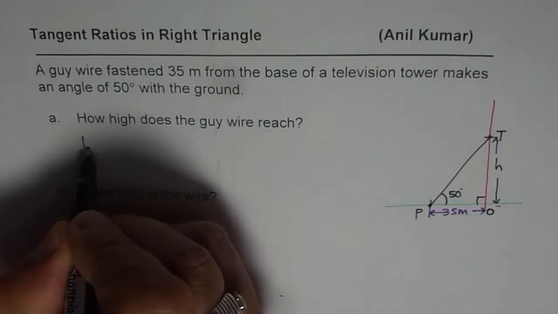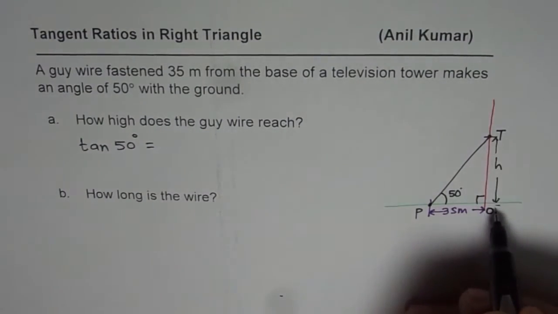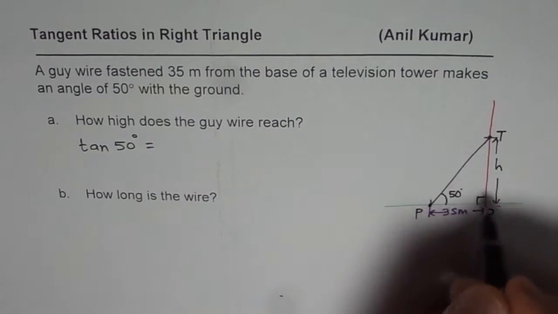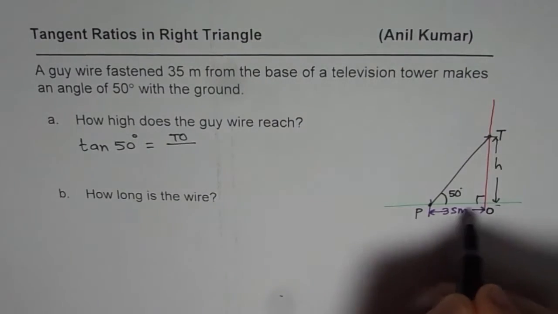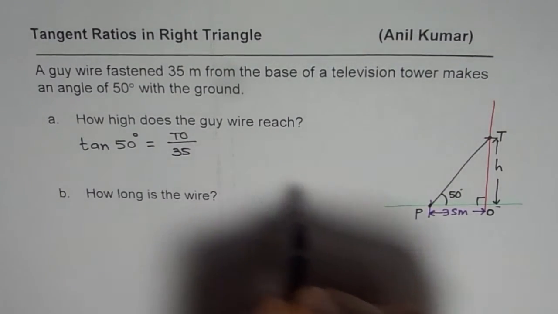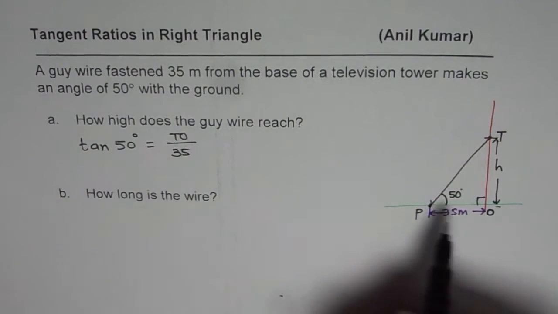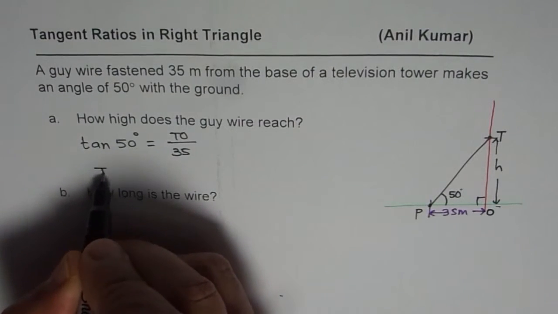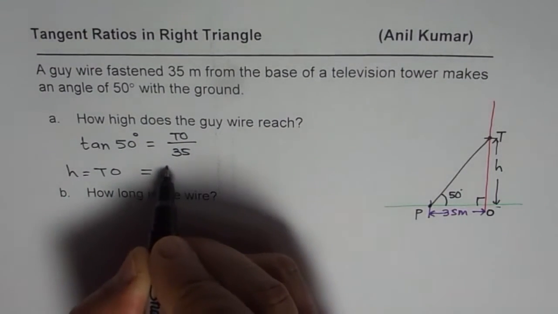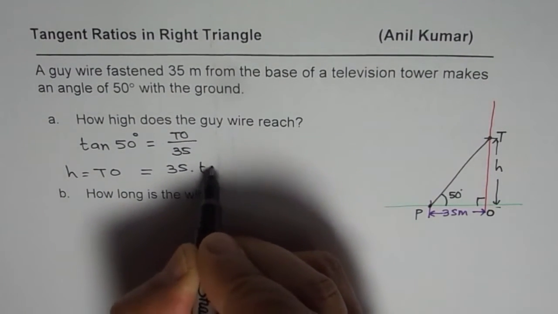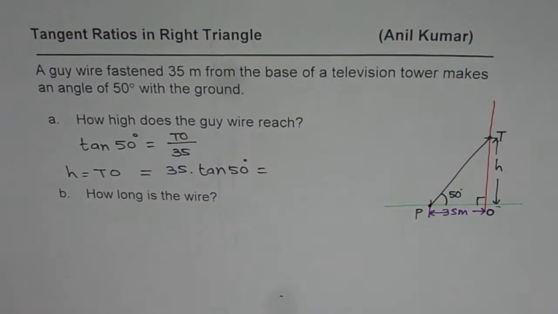So therefore we can write that tan of 50 degrees is equal to the opposite side, which is the height which we need to find. You can write TO or H. So let me write TO for the time being, divided by the adjacent side, which is 35. We'll write meters in the answer. So what is TO? We'll cross multiply. These are the ratios. So TO, or in our case height, is equal to 35 times tan of 50 degrees, correct? So that is how, using tan ratios, we can get our answer.